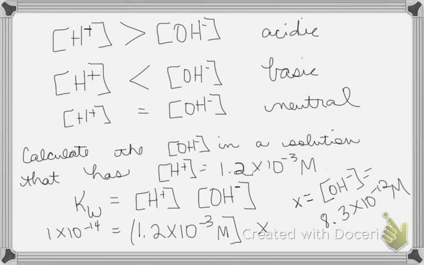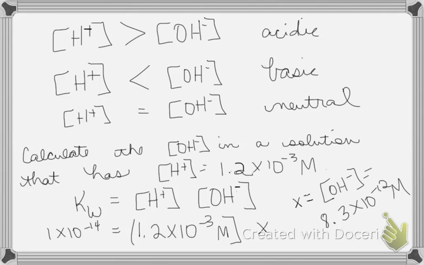Is this solution acidic, basic, or neutral? Yes, it's acidic because a hydrogen ion concentration of 1.2 times 10 to the minus 3 is a lot bigger than 8.3 times 10 to the minus 12, right? You've got negative exponents. So that would be an acidic solution. Where do you get that 8.3 times 10 to the negative 12? You say 1 times 10 to the minus 14 divided by the 1.2 times 10 to the minus 3. Okay?